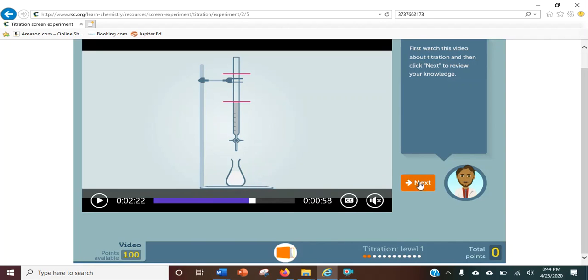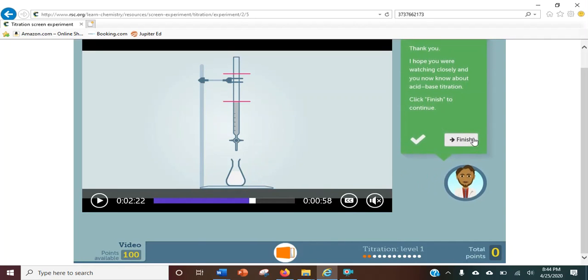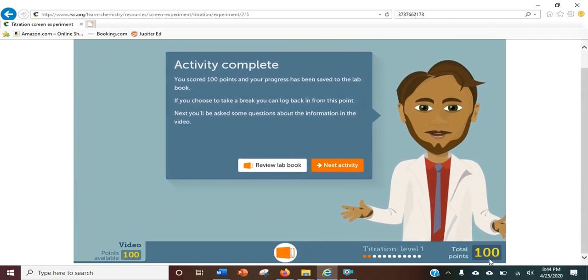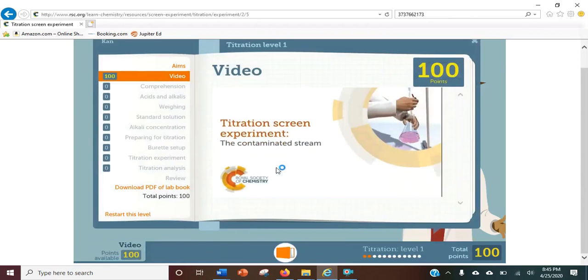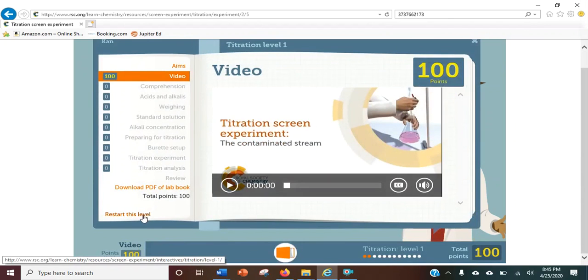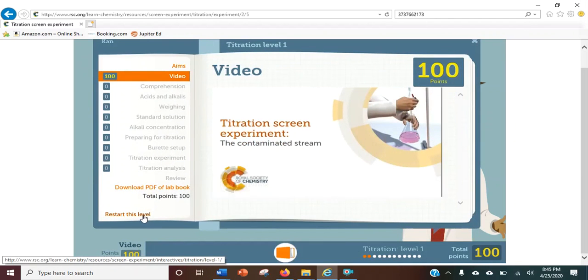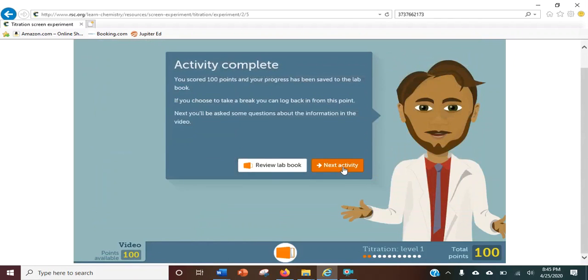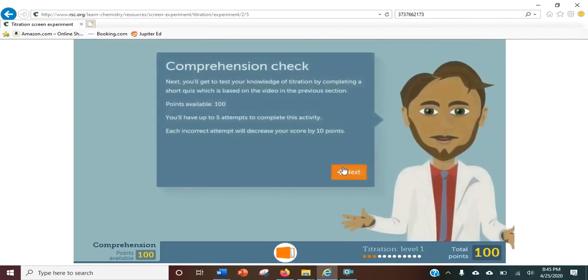Okay, so now I'm going to click next and then click finish. Notice that my points went up. Again, you need 850 points in order to pass this lab. So you can either review the lab book, or go to the next activity. In case you did not get 100 points for a certain activity, you can click review lab book and restart the level until you get enough points to pass. Since I got all the points, I'm going to move on to the next activity.